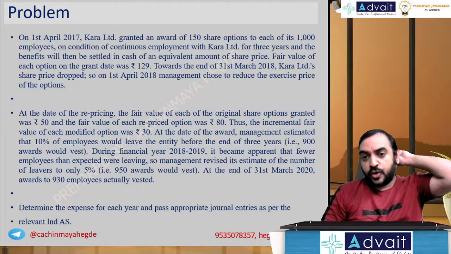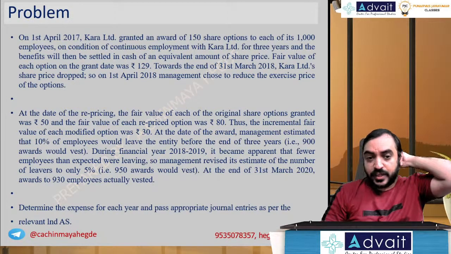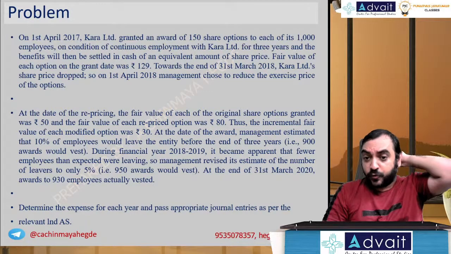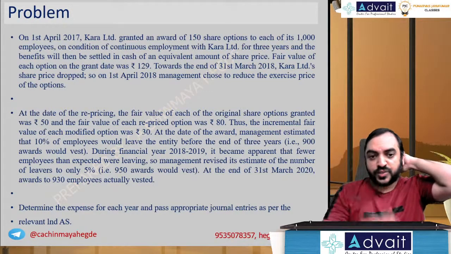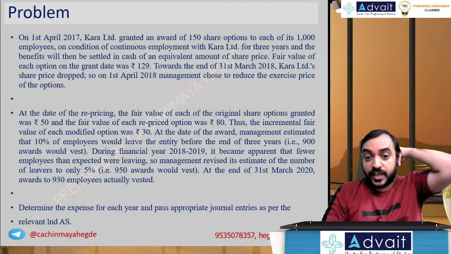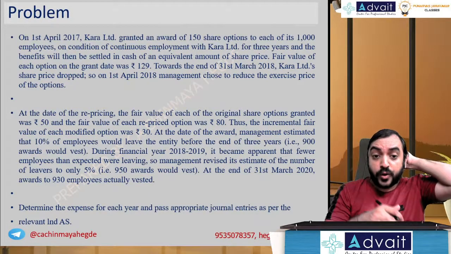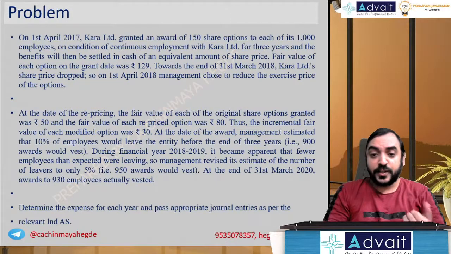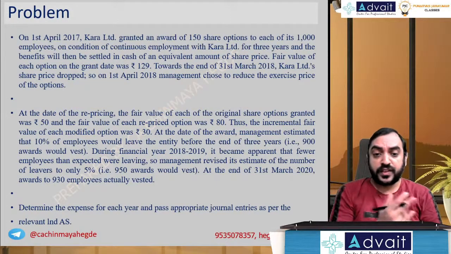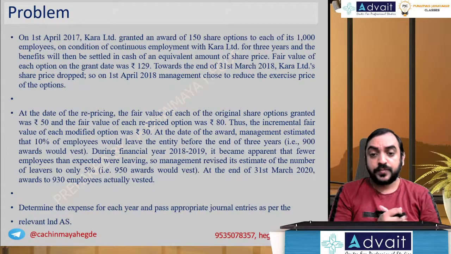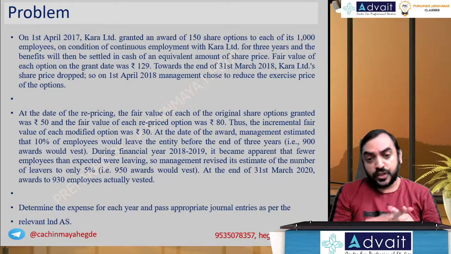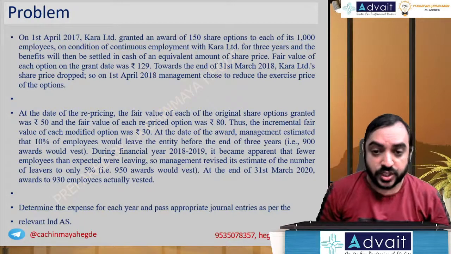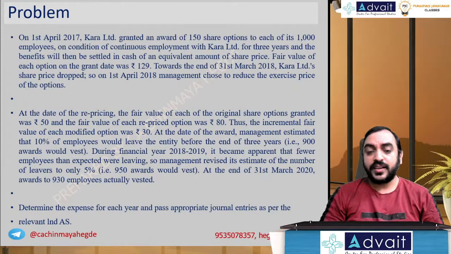On the date of the award, the management estimated that 10% of the employees would leave the entity before the end of 3 years. So 900 awards would vest. During 18-19, it became apparent that fewer employees than expected were leaving. So management revised the estimate to only 5%, that is 950 would vest. At the end of 2020, 930 employees actually vested. Determine the expense for each year and pass journal entries as per the relevant Ind AS.